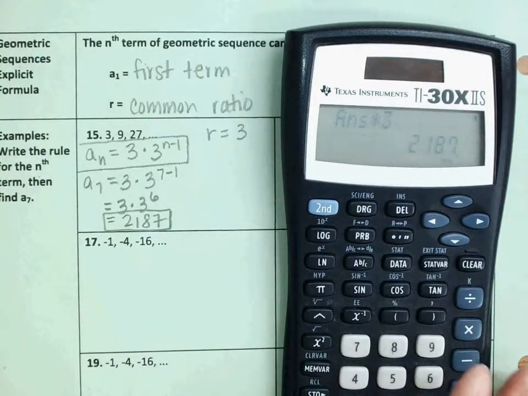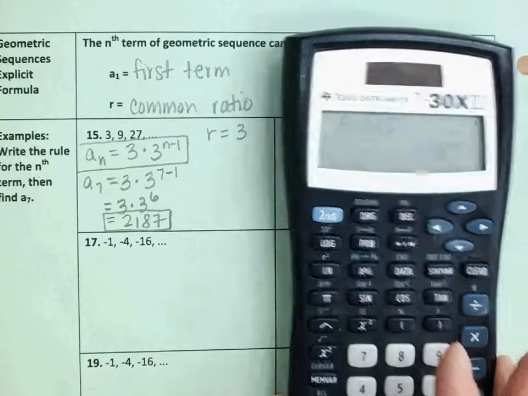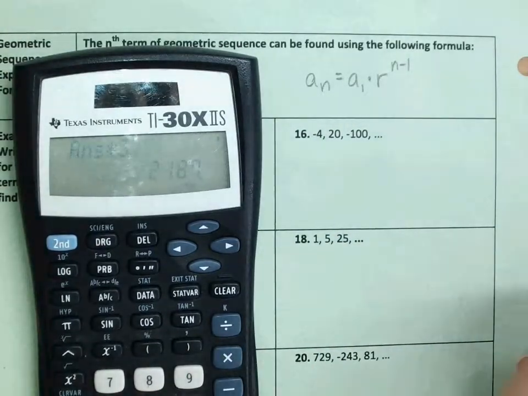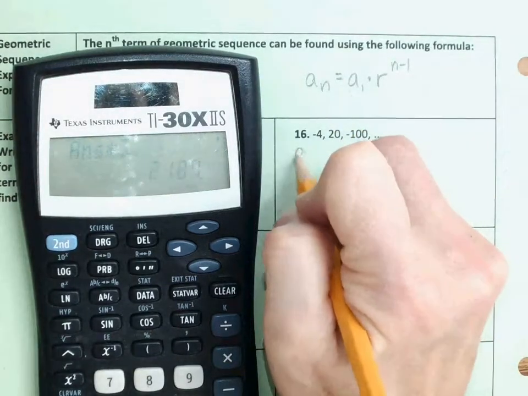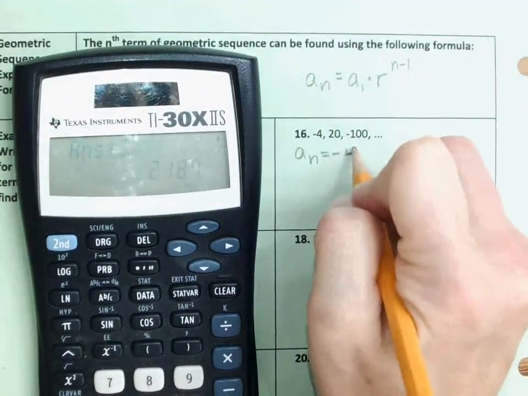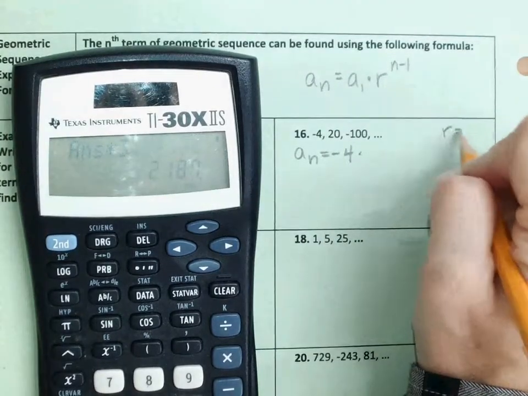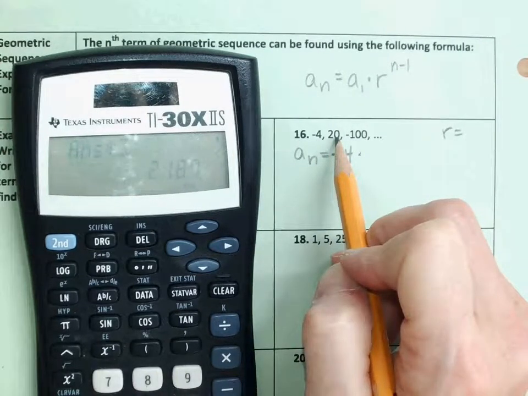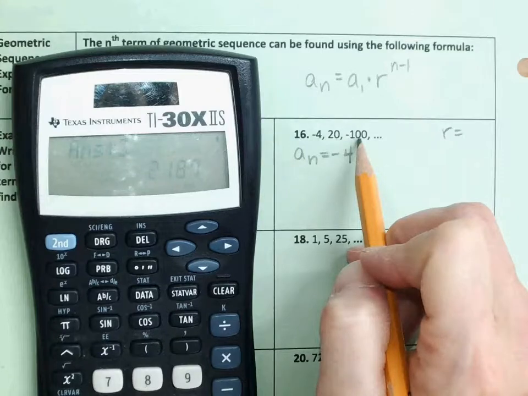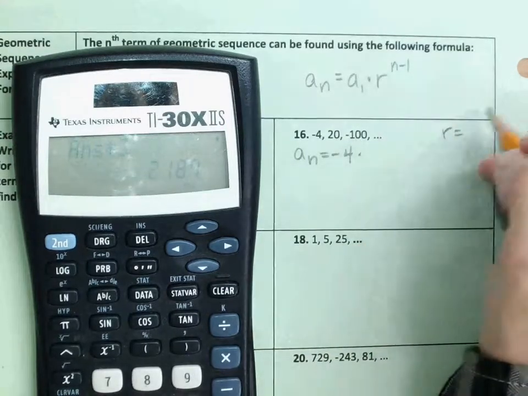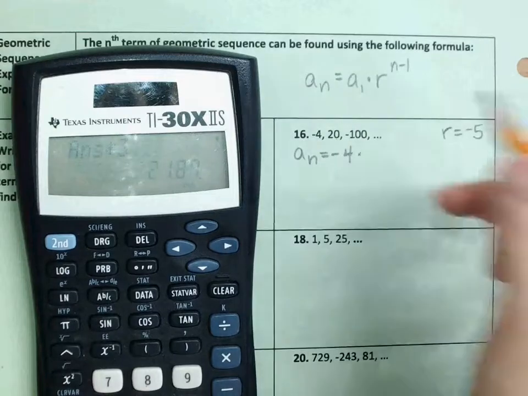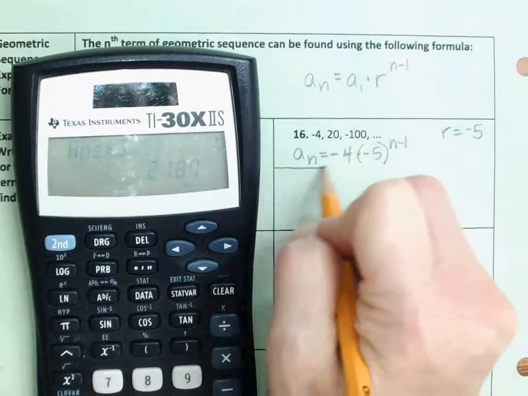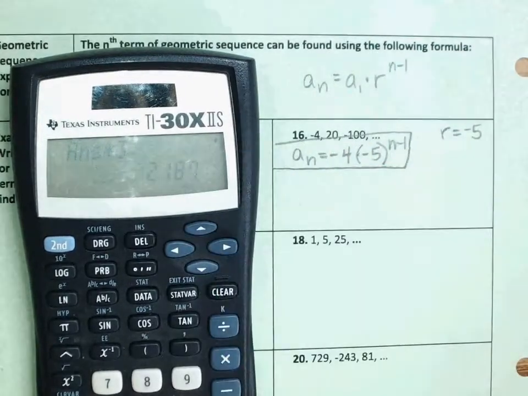Okay, let's go ahead and try this again for number 16. So I'm going to move this over to the other side. So number 16, we're going to start by writing that rule. The rule is a sub n. My first term is -4. Then I have to find my common ratio. To go from 4 to 20, I multiply by -5. And then if I multiply by -5 again, I do get -100. So that common ratio, -5, does work. So I'm going to go ahead and multiply by -5 to the n minus 1 power. This is my rule. Okay?